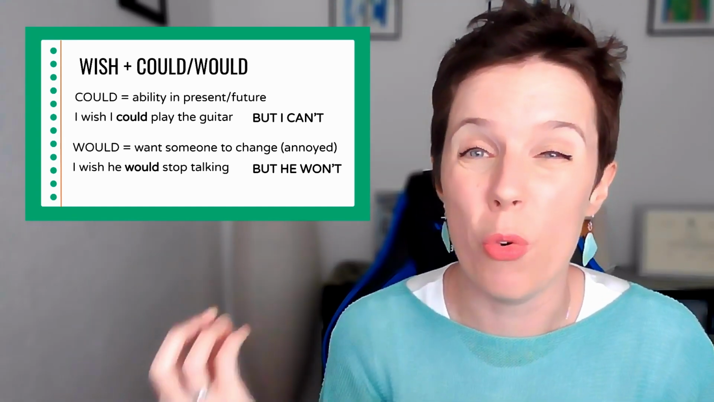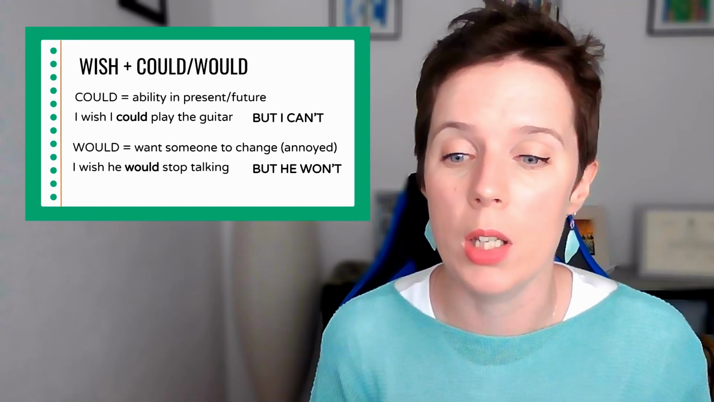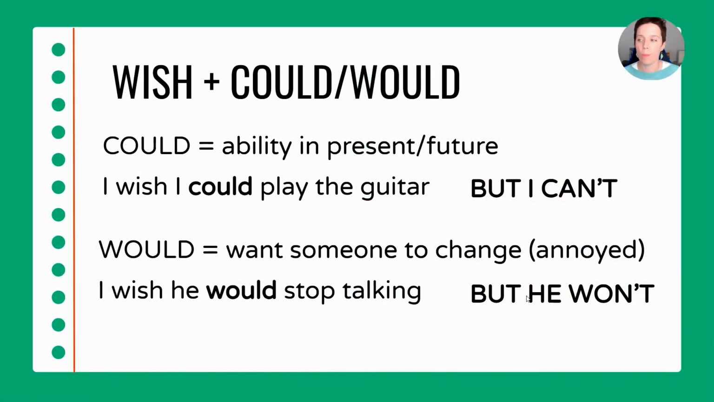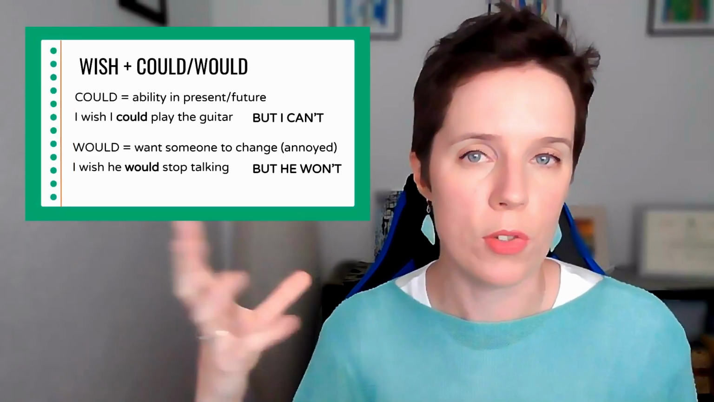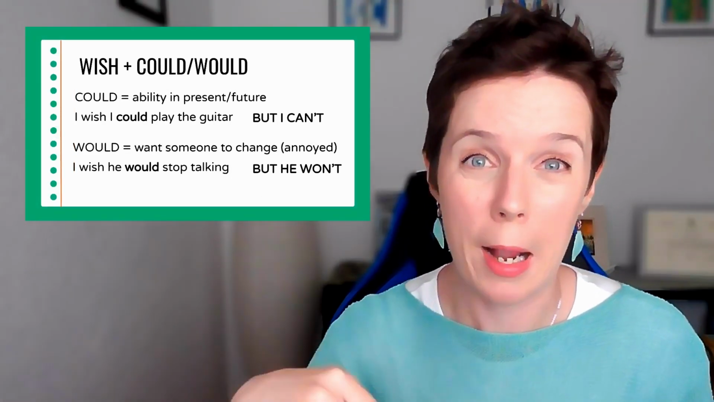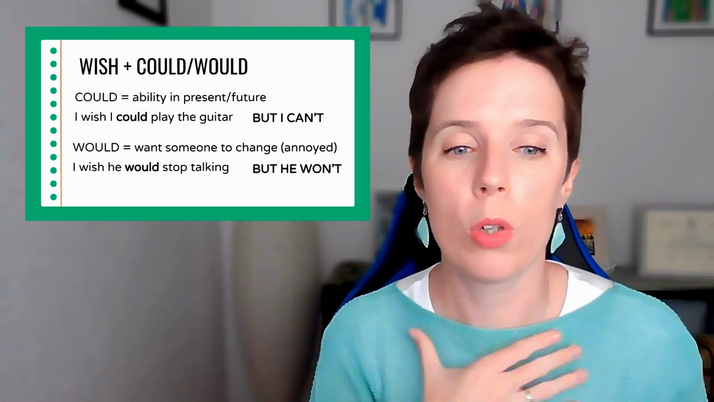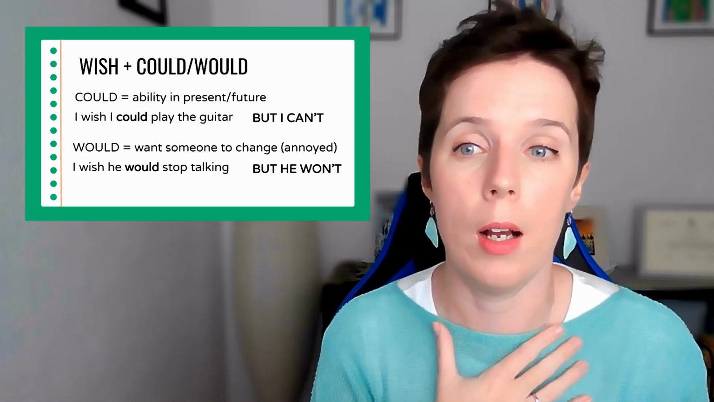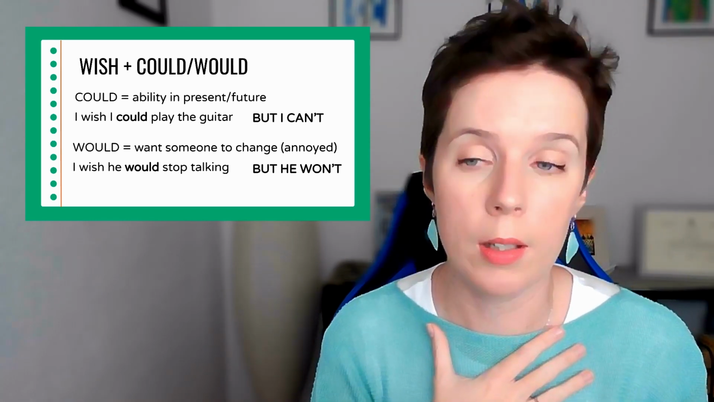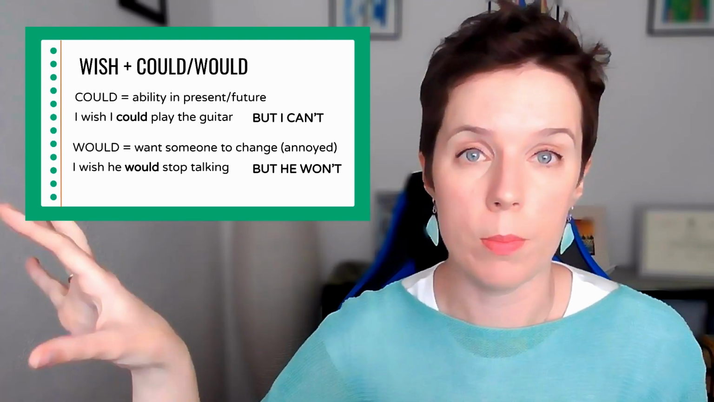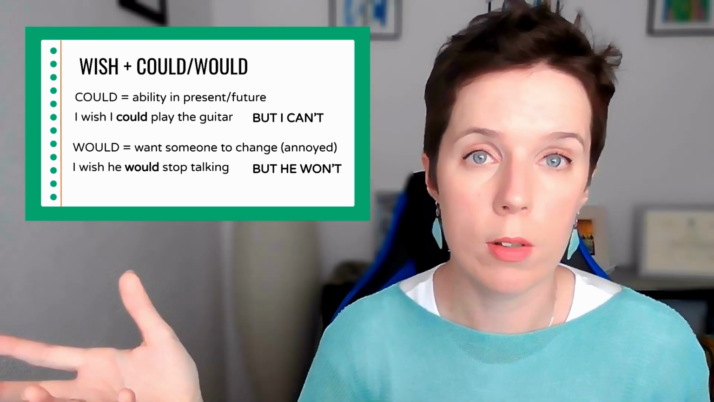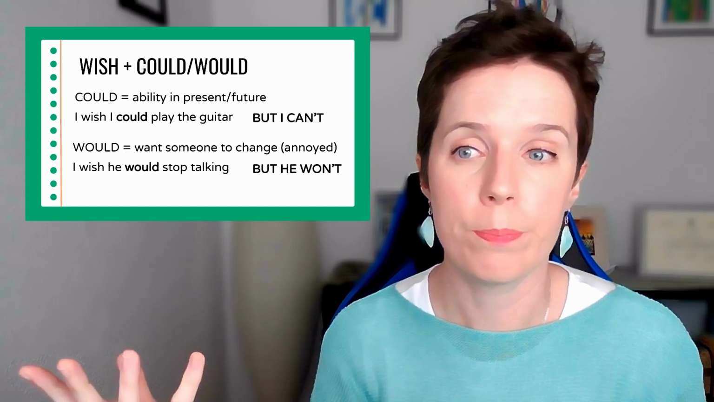So normally when you're annoyed by something, we would say this. For example, I wish he would stop talking, okay? But he won't. So you can use this for, again, present or future. I wish he would stop talking now. I wish he would stop talking in the future. It's the same. So could for your own ability, would for someone else's behavior that you want to change, normally because it's annoying you.